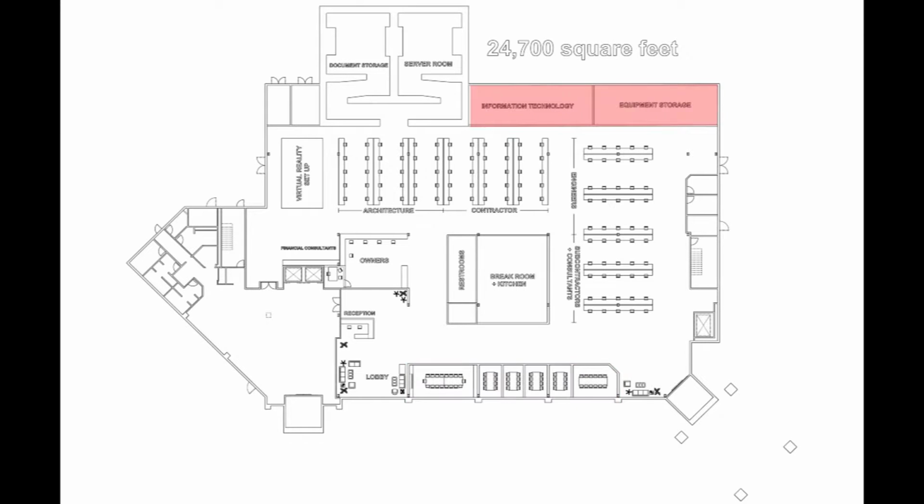Along the north of the building is where we located equipment storage and information technology. These are located out of the way, but still in a good location to serve as a resource for the entire team. We felt the best use of the existing vault feature of the building was to utilize its security for document storage and a server room.